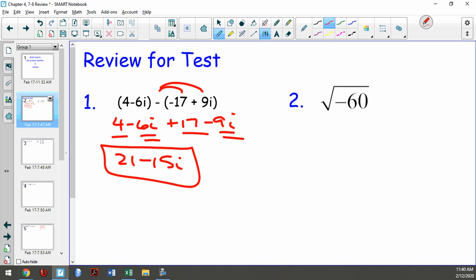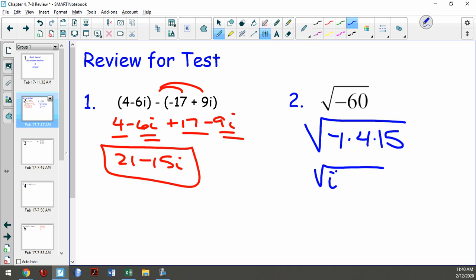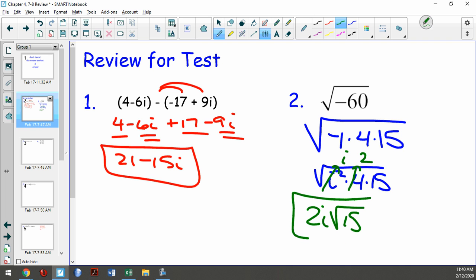Next, the square root of negative 60. This is whenever you are going to break this down and say, okay, this is negative 1 times 4 times 15. Do you like that? Negative 1 is the same thing as i squared times 4 times 15. This comes out as an i. This comes out as a 2. So this is 2i square root of 15. Do we understand that? Yes or no?